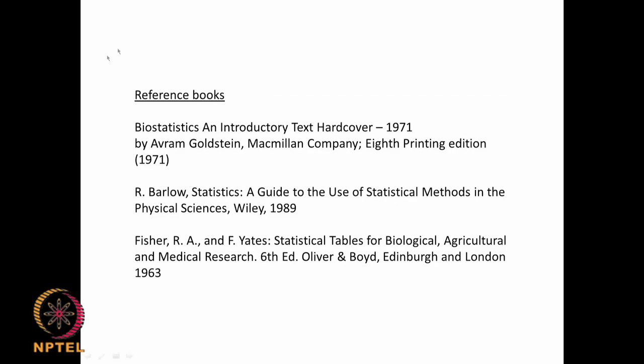Okay, before we get into it, these are some of the books which may be very useful for you. Biostatistics, an introductory text by Goldstein. Then we have Barlow, a guide to the use of statistical methods. Then Fisher and Yates, a very good book which gives a lot of statistical tables, because as you go along, you will come across a lot of tables: t tables, F tables, random numbers, odds ratios, confidence intervals, p values, and so on. For all these, you need to have some tables, and this one gives you. Of course, you can get the tables online also, but they are all based on this book by Fisher and Yates. They developed statistical tables for biological, agricultural, and medical research.